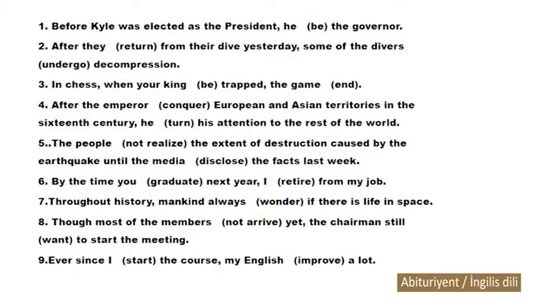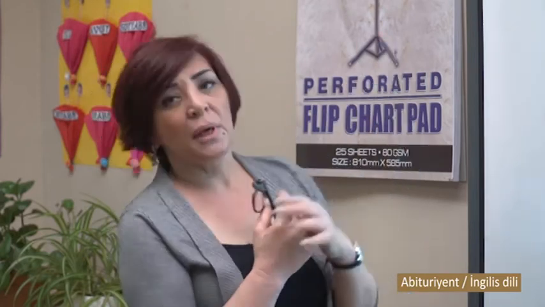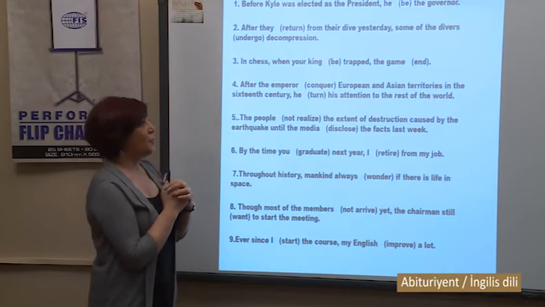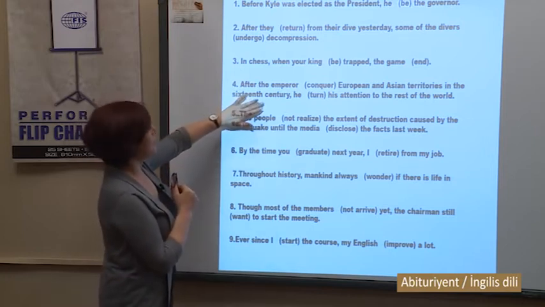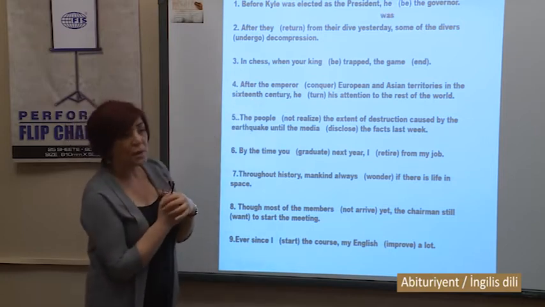The first, before Kyle was elected as a president. You see, it is an adverbial clause of time, and our adverbial clause of time is in the past. It gives us the meaning that the action happened in the past. If it is so, we can't use the main sentence in the present tense, and "to be" will be used in the past. Now let us see the correct answer. The correct answer, of course, is was.